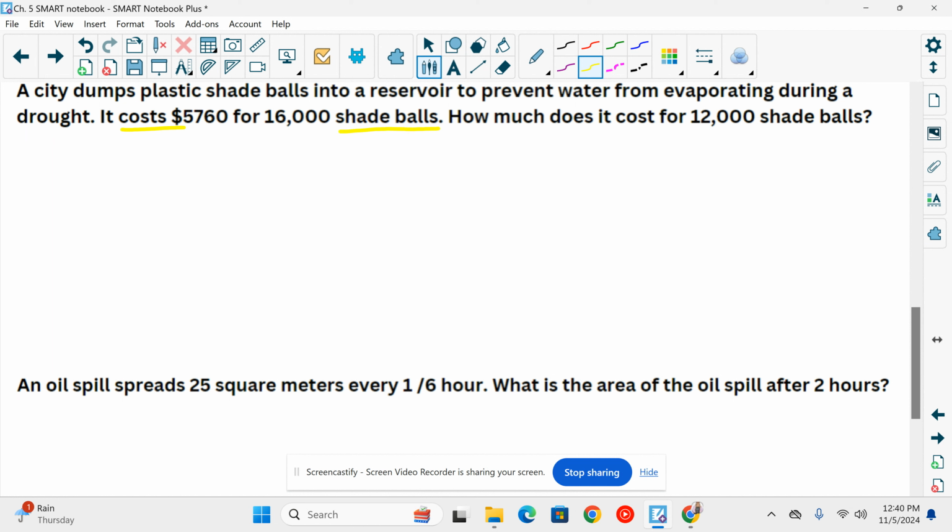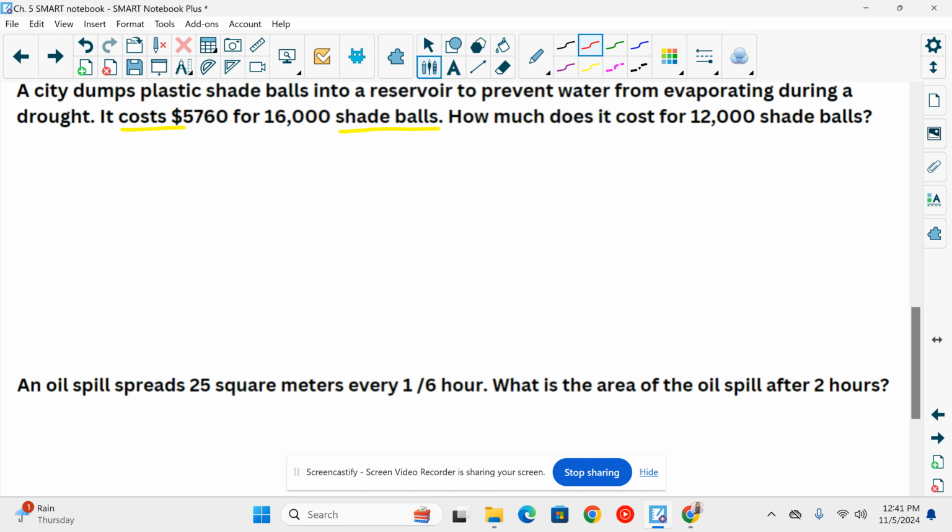Do y'all know what these are? The shade balls? So they're like these plastic balls that they can put out on the water and they float on the water. It basically shades or protects the water from the sun so that the sun can't evaporate the water. It's pretty cool. Ask Gavin, he knows all about it. Apparently. Alright, so we've got two different things. So we can make a ratio of this.